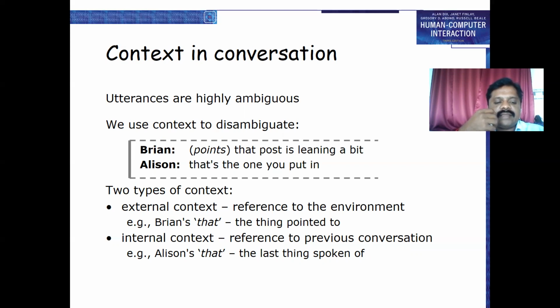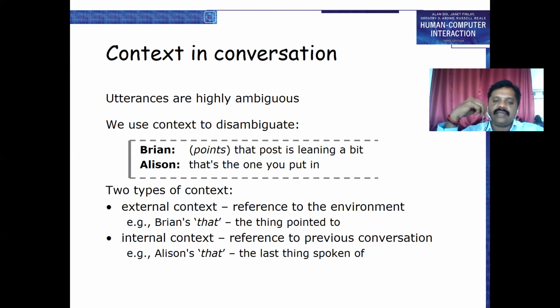Speech act theory is based on the statement and its propositional meaning. A state diagram of the above can be constructed considering these aspects as illustrative points in the diagram. This is called conversation for action. Context and utterances are highly ambiguous. We use context to disambiguate. There are two types of context: external context and internal context.